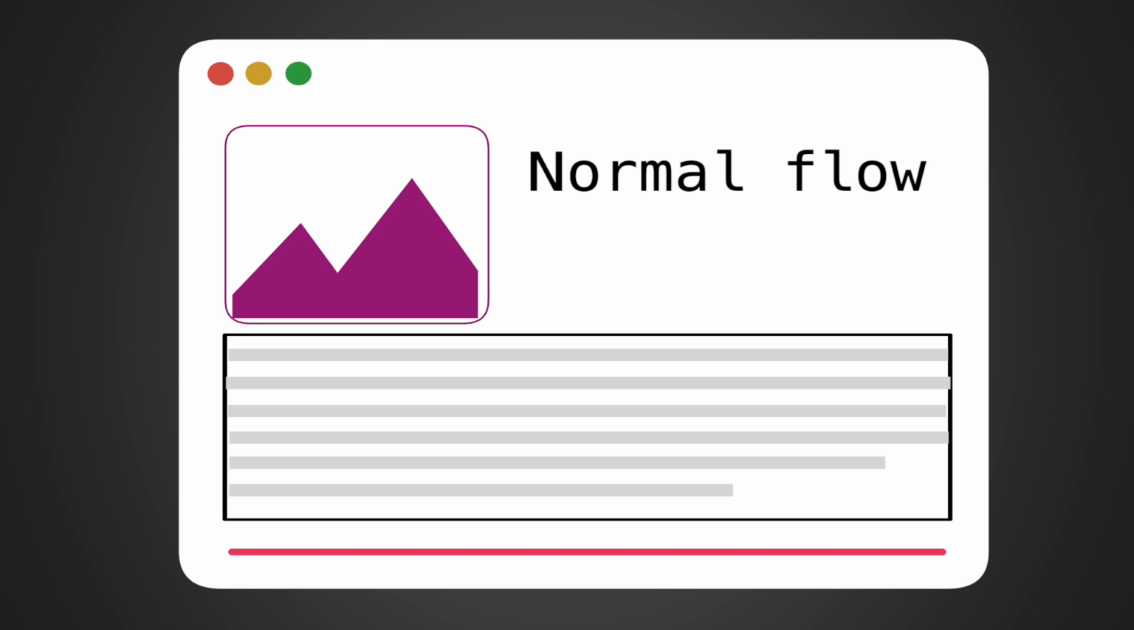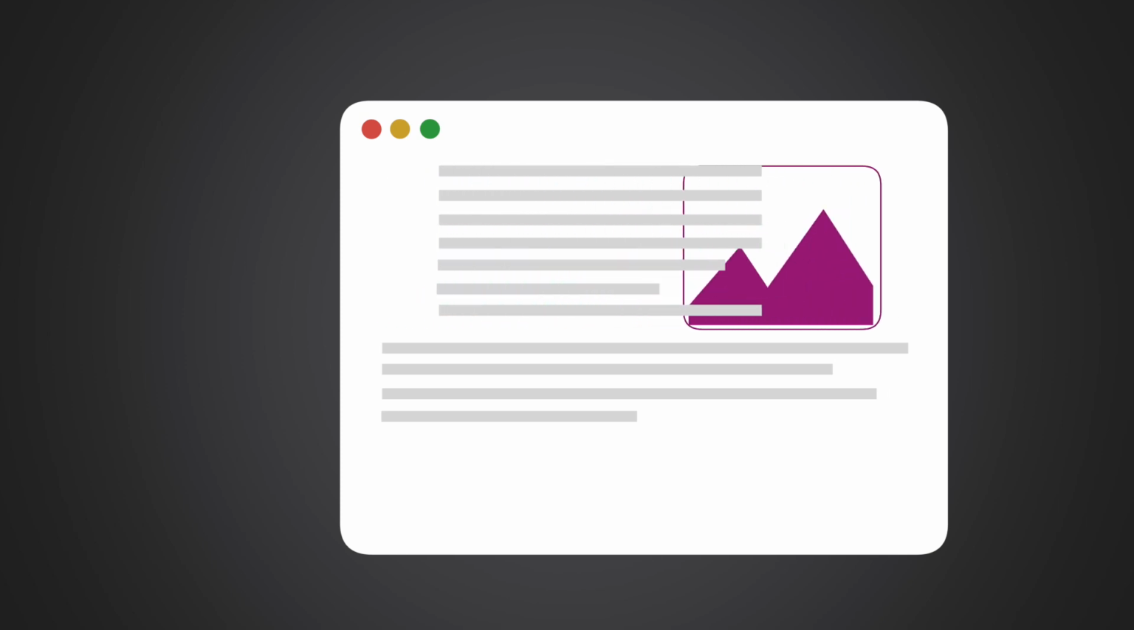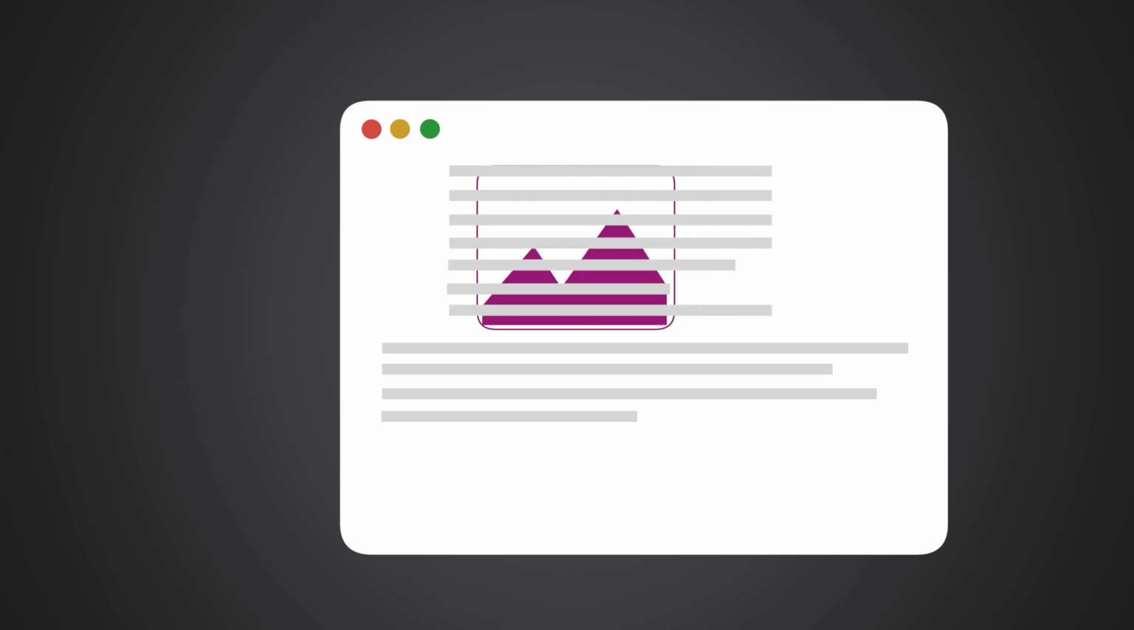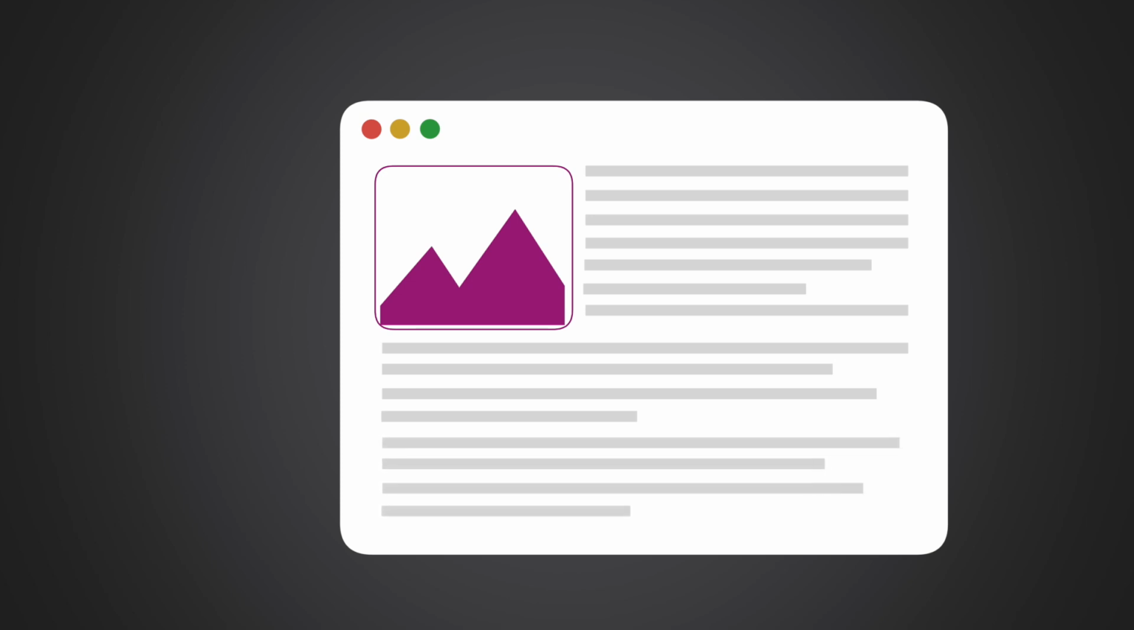What if you want these boxes to sit side by side instead of stacking? Here is where the float property comes into play. With float, you can make one of these boxes float to the left or to the right of its container, and the other content will wrap around it. This is especially helpful when you want to place text next to an image, like in a news article layout. Here's how to do it.